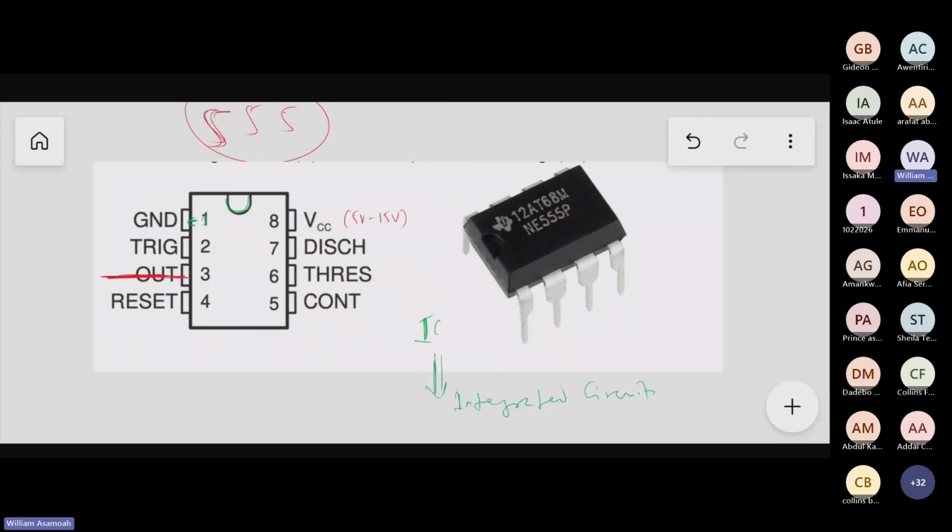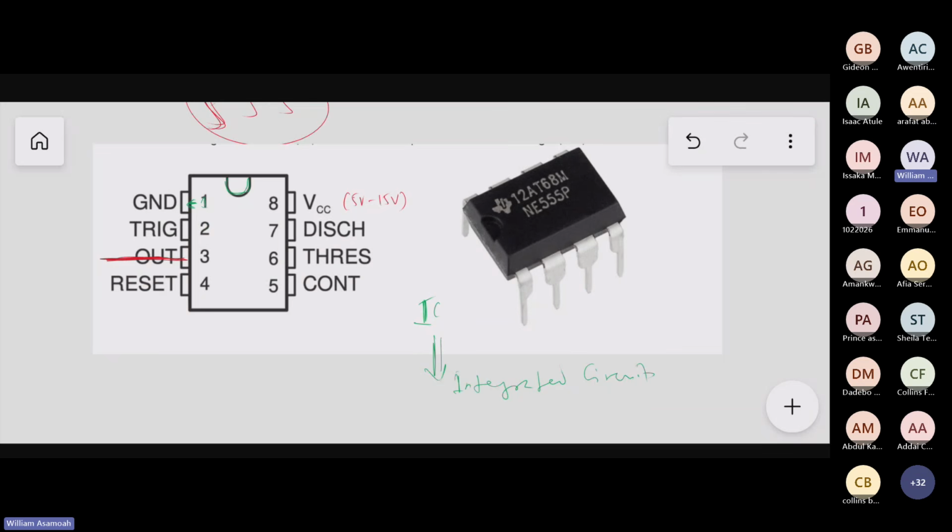I will explain what the other pins are very soon, but let me show you how it works. It's a little bit technical, but just follow me closely, otherwise you get lost. I don't want anyone to run away from this session this morning.